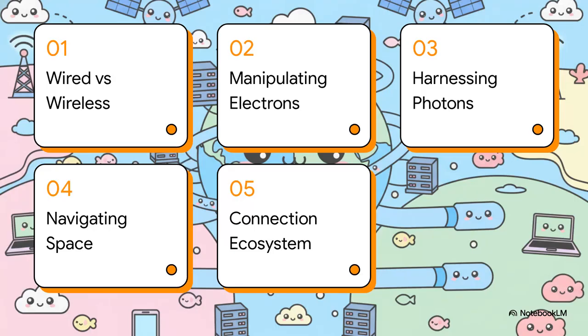Here's our roadmap for today. First, we'll look at the wired versus wireless divide. Then, manipulating electrons, followed by harnessing photons. Next, navigating space. And we'll wrap it up with the ultimate connection ecosystem to see how all these tools manipulate physics to keep us connected. Let's get right to it.